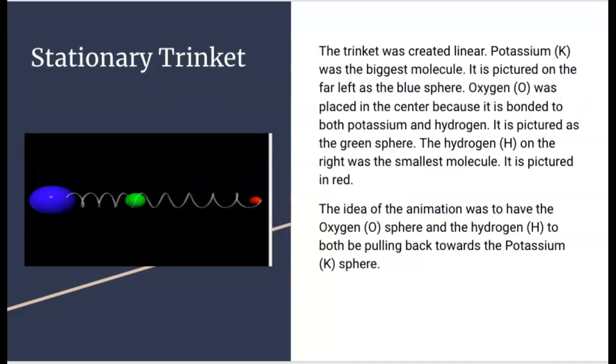Our trinket is linear. You can see to the left of the screen a picture of the stationary trinket. Potassium is the biggest molecule. It's pictured on the far left as the blue sphere. Oxygen was placed in the center because it's bonded to potassium and hydroxide. It's the green sphere in the middle, and the hydrogen atom on the right was the smallest molecule. It's pictured as the red atom. The idea of the animation was to have the oxygen sphere and the hydrogen both be pulling back towards the potassium ion.